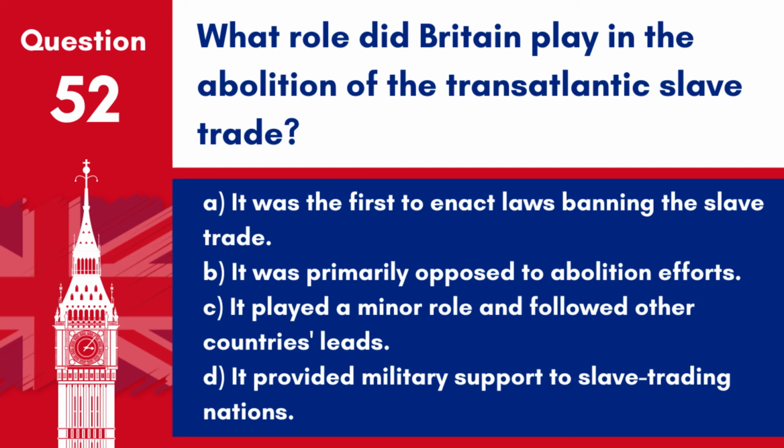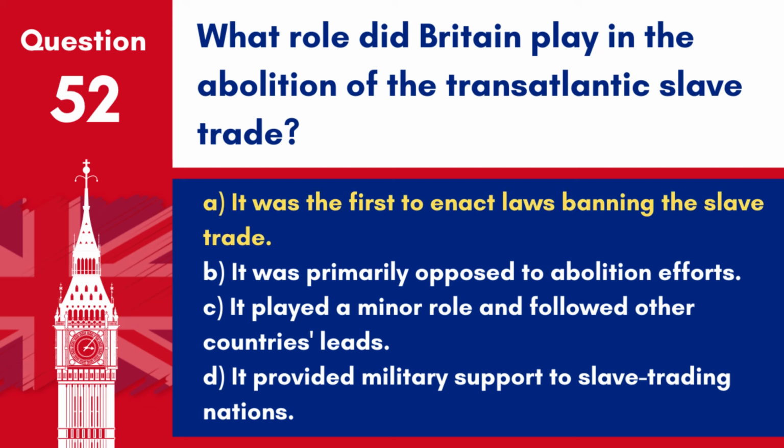Question 52. What role did Britain play in the abolition of the transatlantic slave trade? A. It was the first to enact laws banning the slave trade. B. It was primarily opposed to abolition efforts. C. It played a minor role and followed other countries' leads. D. It provided military support to slave-trading nations.